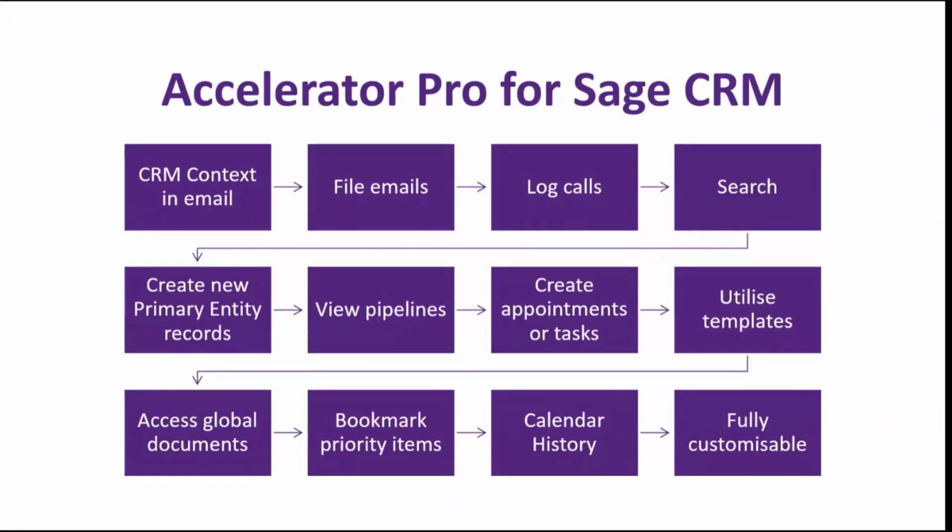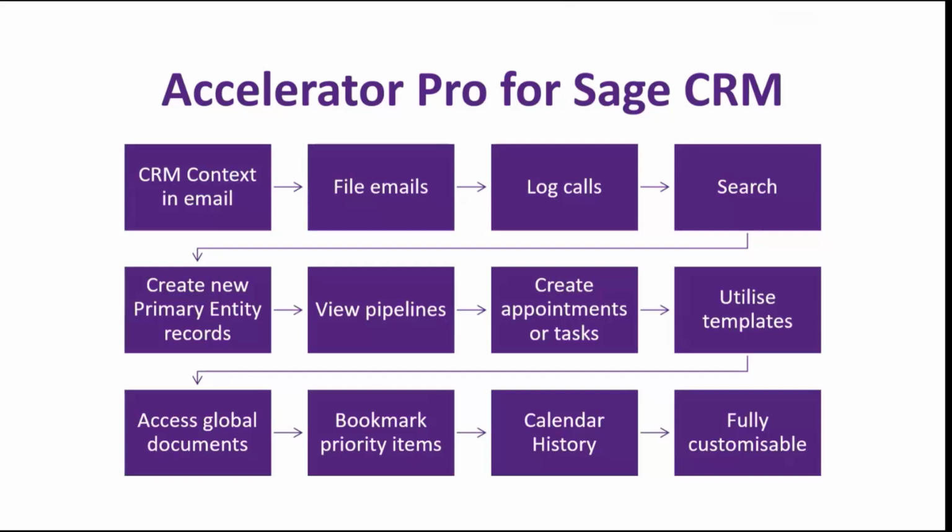When you click on an email, Accelerator can open up the task pane and give you the context of that email. So be it a person, it will be able to give you the context of that person, the company that they're in, etc. You can file emails, you can log phone conversations, search data, create new primary entity records. So you might want to create an opportunity or a case or a new company record. You can view pipelines, create appointments or like templates that are built in Sage CRM but accessed through Accelerator.